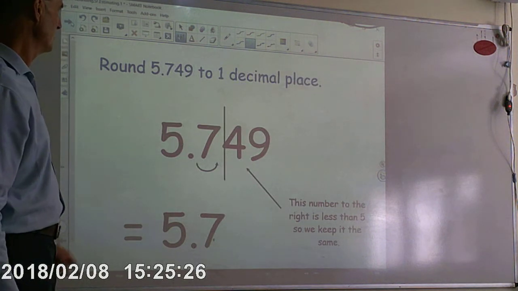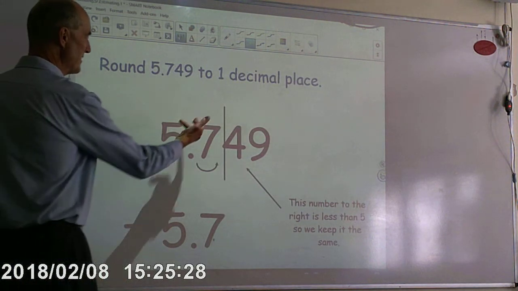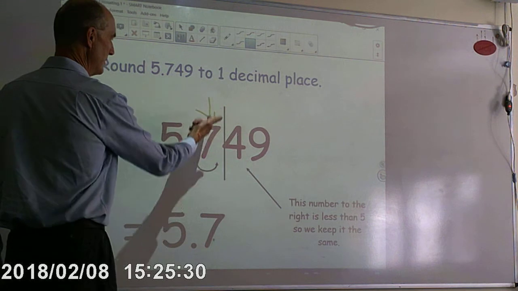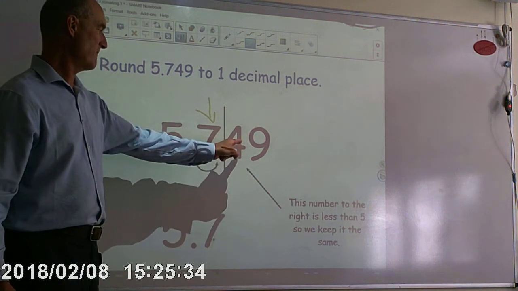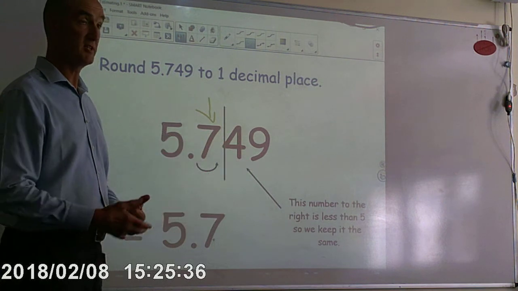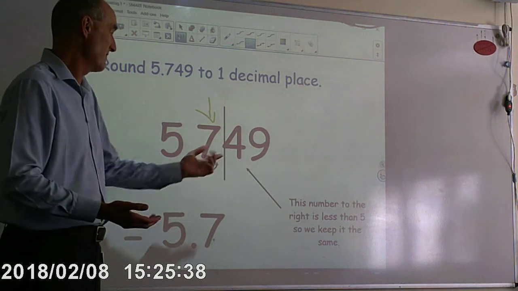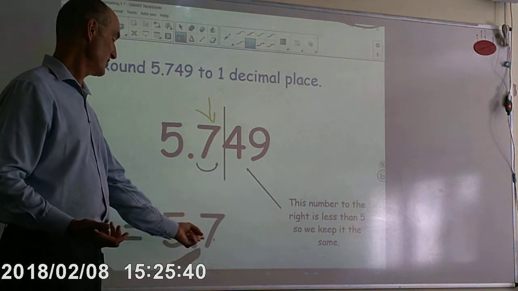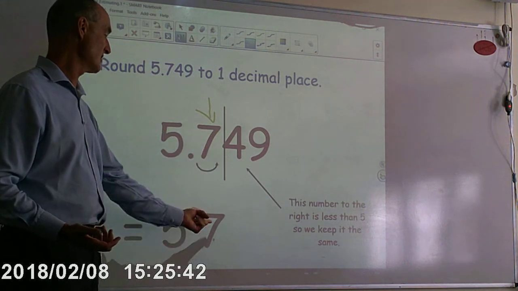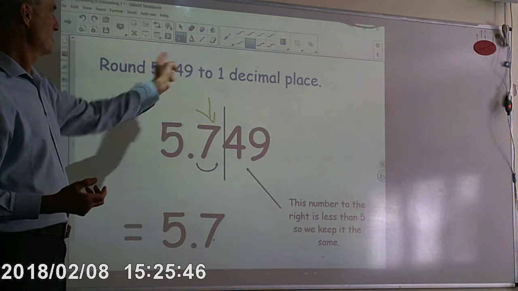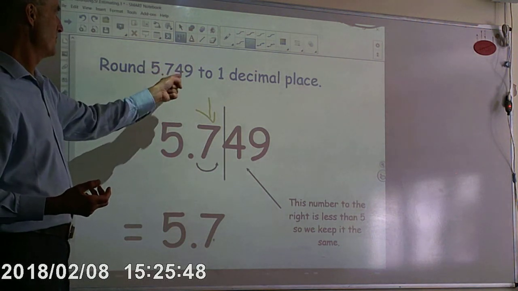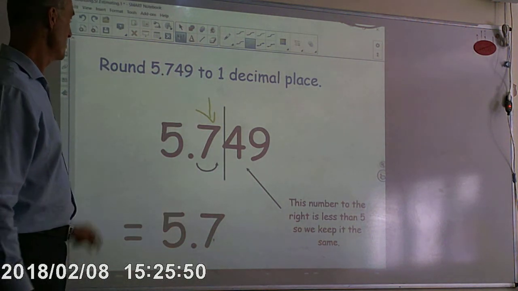Another example, rounding to 1 decimal place again. The 7 is that first decimal place. Is it affected by the 4 that follows? That 4, is it 5 or more? No, it's less than 5. So that 7 is not affected, it stays the same. It's not rounded up. That is rounding 5.749 to 1 decimal place, which is 5.7.